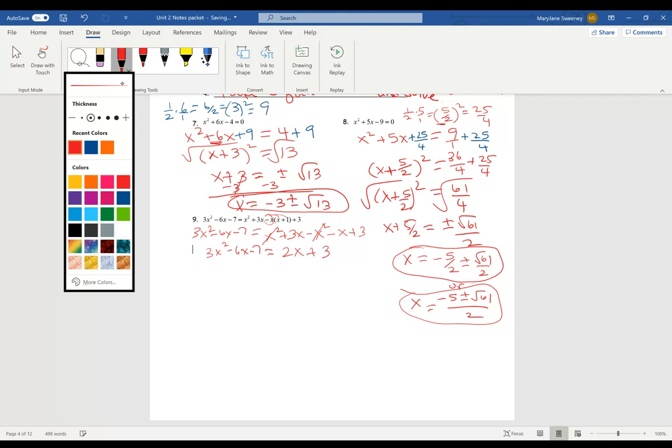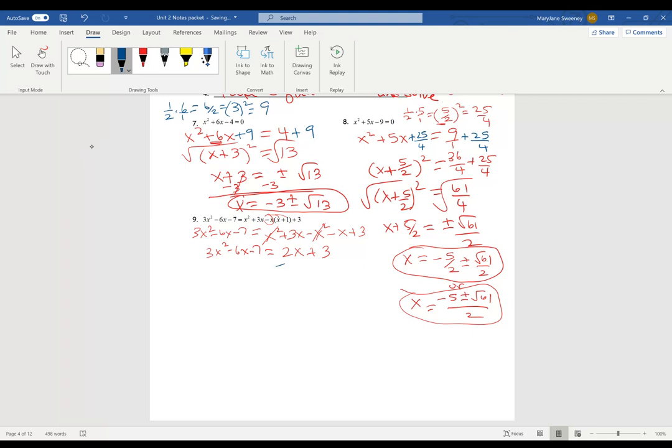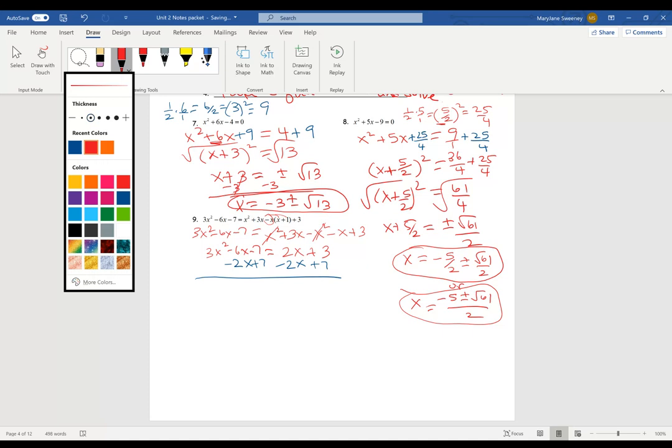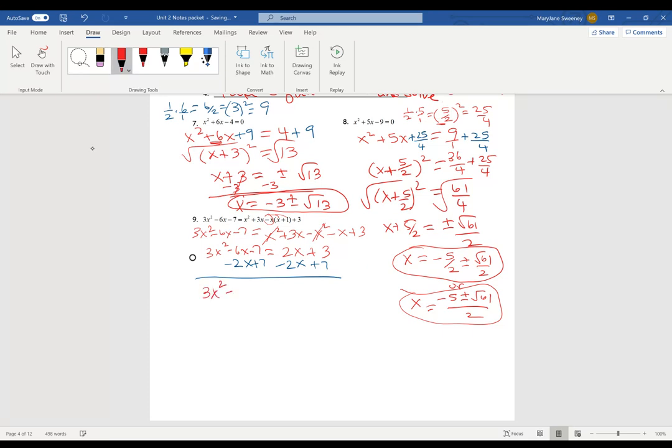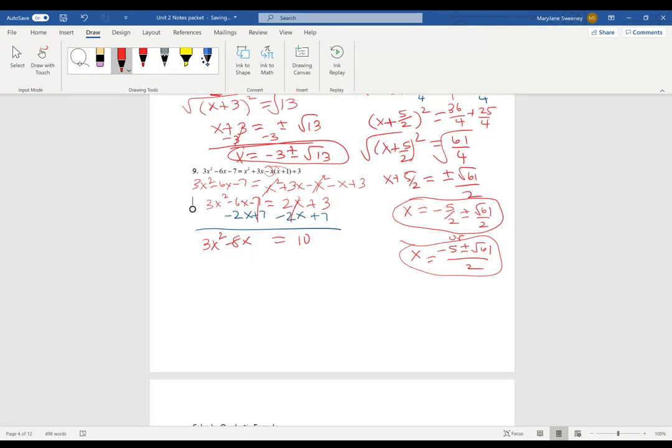And I'm going to get everything, well, actually not everything, but I'm going to move the 2x over. The 7 I'm going to move on this side. So let's look at why I'm doing that. That way I'll be left with it how I want it, which is ax squared plus bx on one side, and the constant is over on the other. Now, here's the problem.